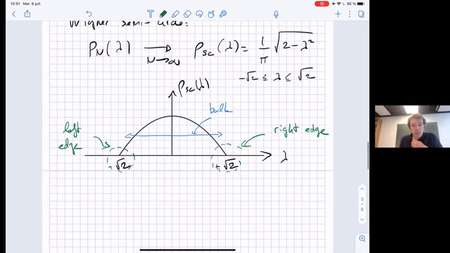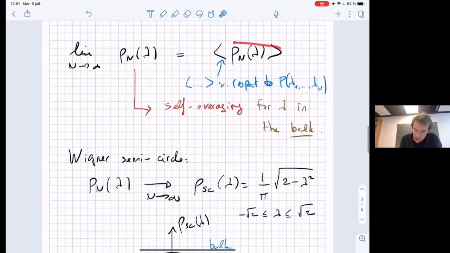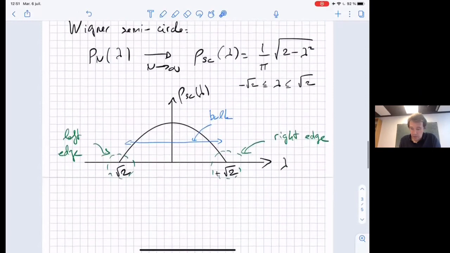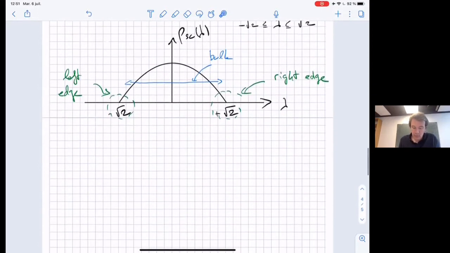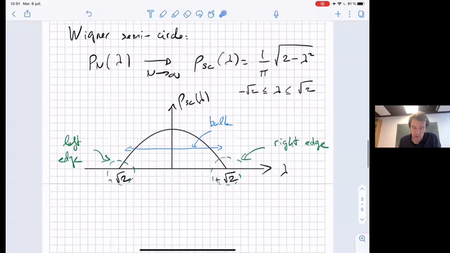So again, what I was saying before is that if you take a value of lambda inside the bulk, then you will have this self-averaging property that I was mentioning. On the other hand, if you get close to the edges, the fluctuations are much more important, and as a consequence, you lose this self-averaging property. We will come back to these two distinct regimes more precisely in a minute. Before doing that, I just want to discuss briefly the universality and generality of this result about the Wigner semicircle.